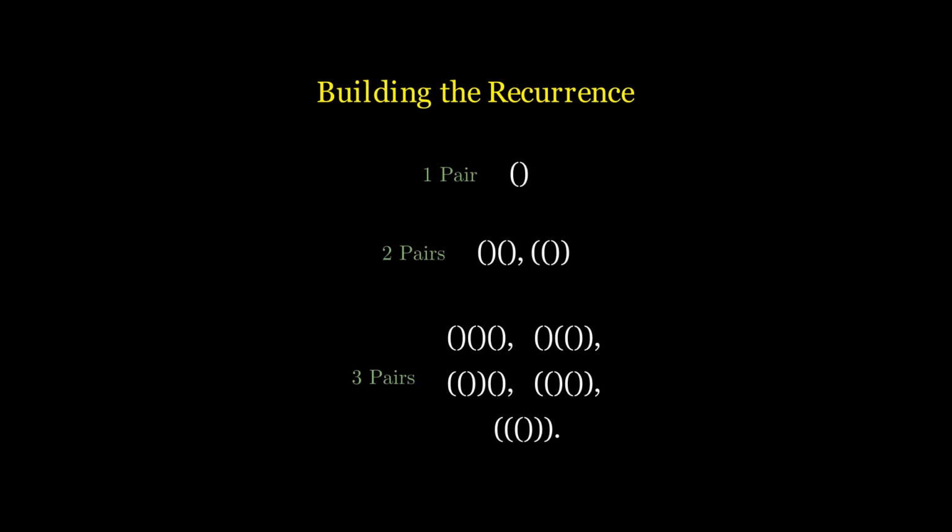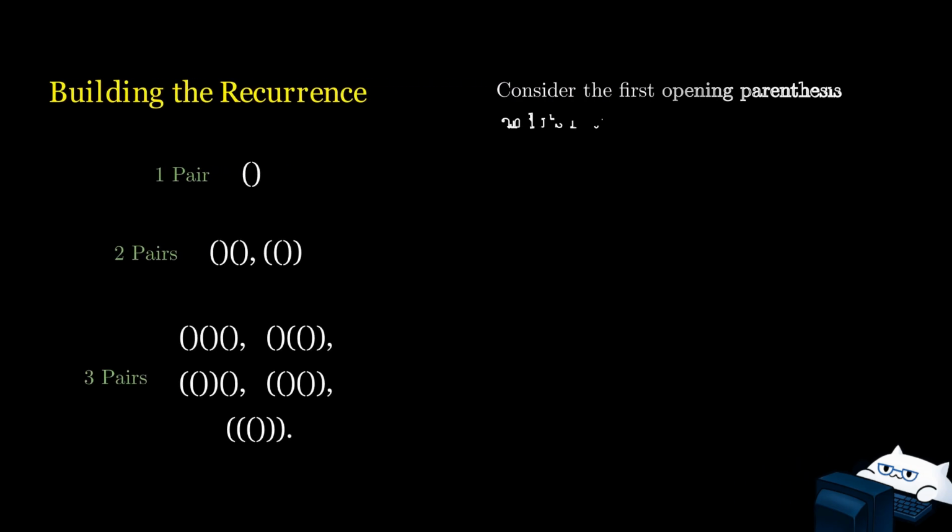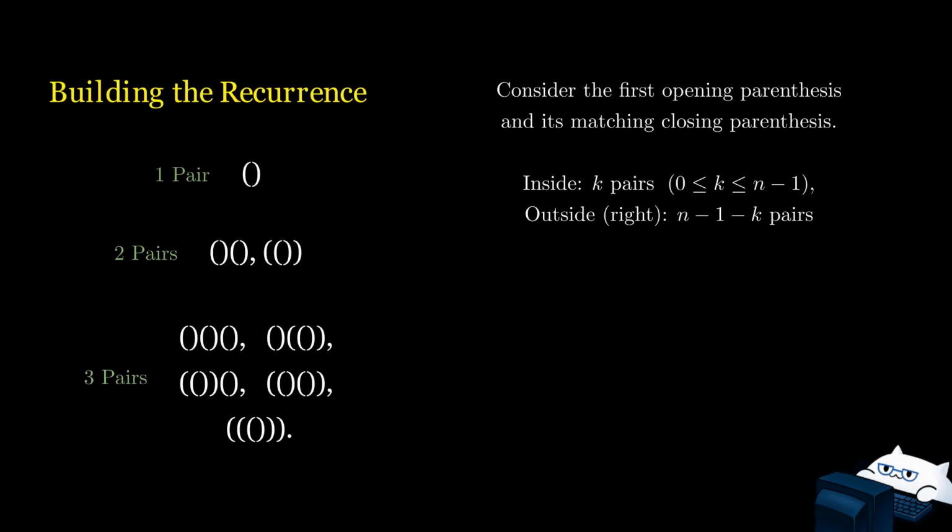Going back to our initial cases, we can obtain a recurrence relation for an by focusing on the first opening parenthesis, i.e. the leftmost one, and the closing parenthesis that matches it. For any valid sequence of n pairs of parentheses, we can say that inside the first pair there may be at most another k pairs, and, by consequence, outside of it to the right, n minus 1 minus k pairs. If we denote the number of possibilities for n pairs by an, then, if there is nothing inside, that is, k equals 0, the outside has n minus 1 pairs, giving a0 times an minus 1 possibilities.